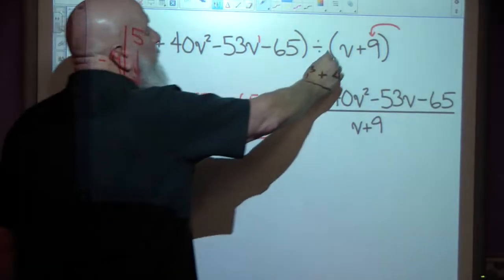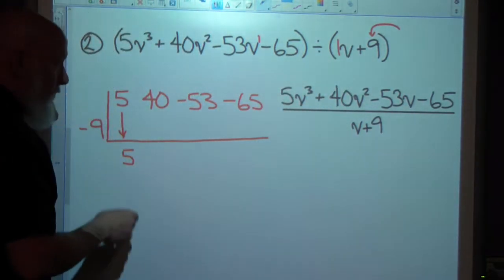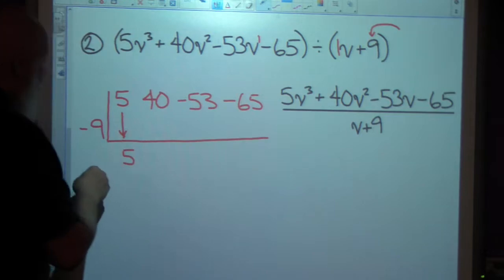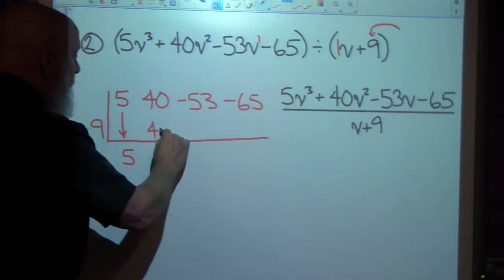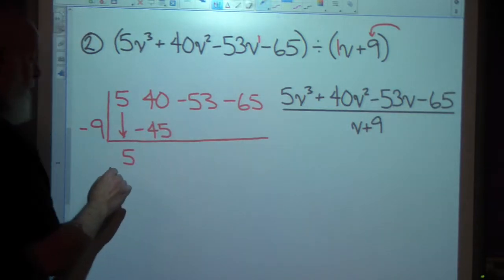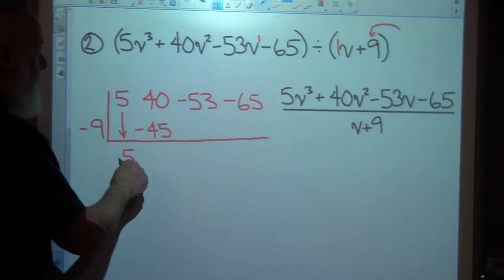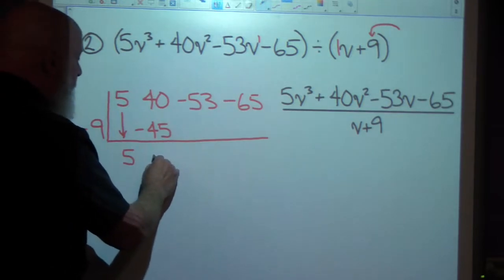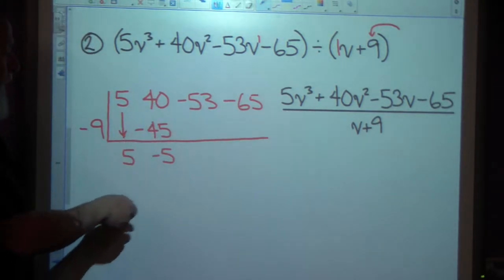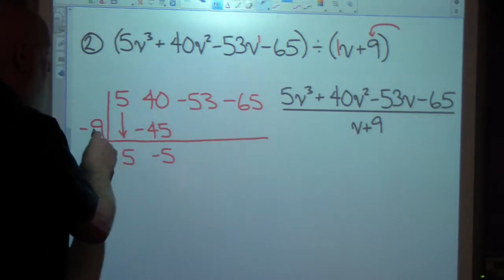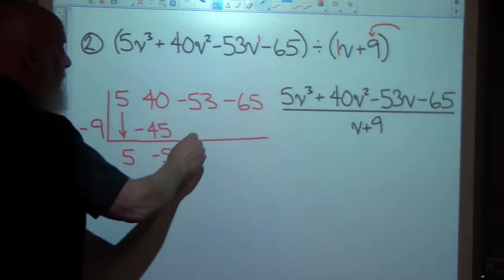Oh, and I did make sure that this was a 1. I don't know if I mentioned that, but that's got to be a 1 before I can use this. And I bring this down, I multiply these together, and that'll be 45, and it will be negative, because negative 9 times 5. And then I add these together, negative 5. They're different signs, so I subtract and keep the sign of the one with the greater absolute value. Then I multiply these two together. This will be positive 45.